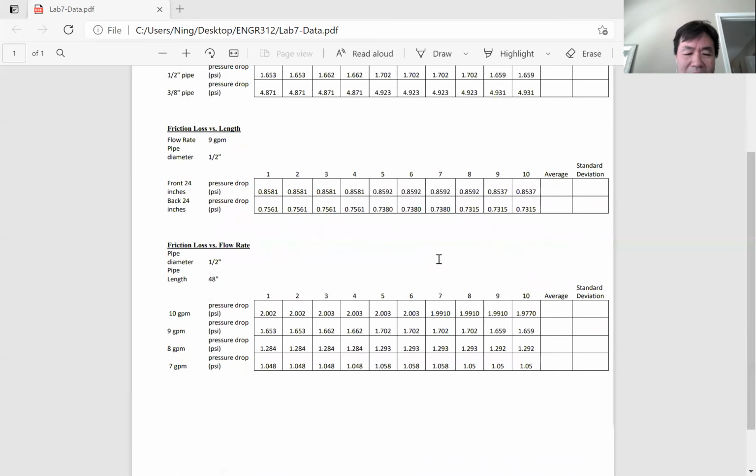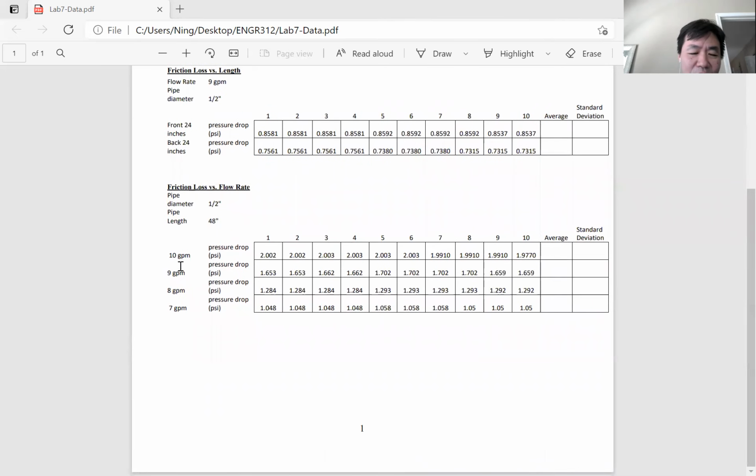Same thing for the third part of the experiment, for the different flow rates. I think in the video I mentioned 5 or 6 different flow rates. Actually, the data sheet will only have 4 different flow rates. That's fine. We choose the 1/2 inch pipe, also 48-inch length, and we change the flow rate. So you will have 4 data points on your plots for the measured loss versus flow rate: 4 data points for the measured and 4 data points for the calculated.